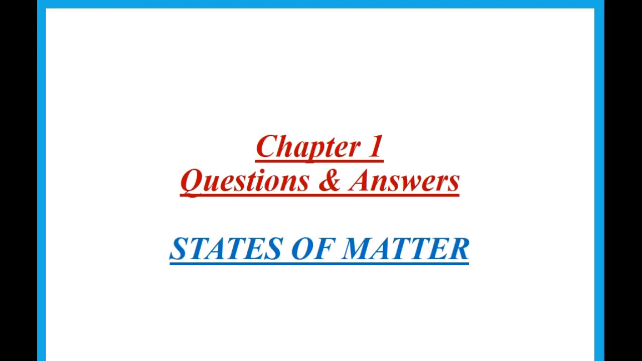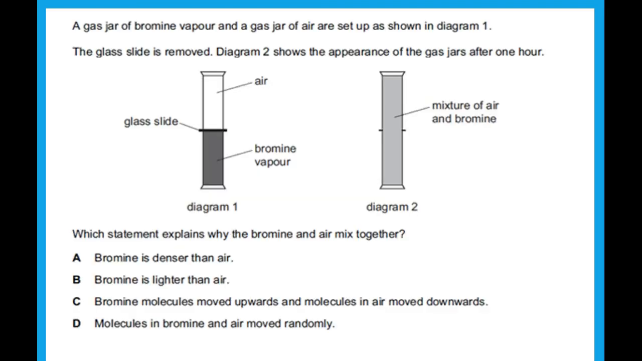Okay, so this is on questions and answers on states of matter, and the first question that you have in the chapterized questions was a question that says a gas jar of bromine vapor and a gas jar of air are set up as shown in the diagram. The glass slide in the middle between the two jars is removed. Diagram 2 shows the appearance of the gas jar after 1 hour. Which statement explains why the bromine and air mix together? Which question did you choose?